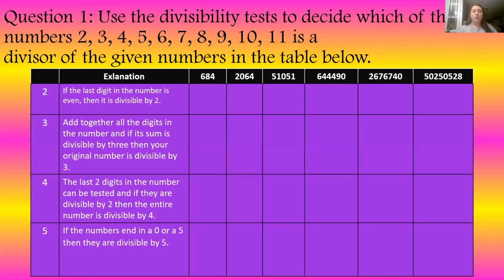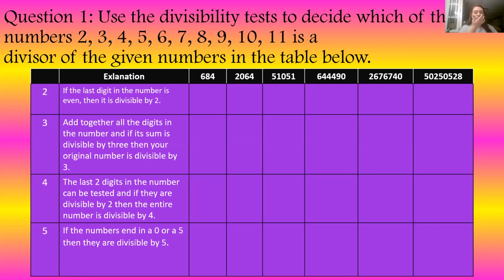All right, question 1. Use the divisibility test to decide which of the numbers 2, 3, 4, 5, 6, 7, 8, 9, 10, 11 is a divisor of the given numbers in the table below. So we're going to be testing these numbers up top: 684, 2064, 51,051, 644,490, 2,676,740, and 50,250,528. So we're going to start off by testing whether these numbers are divisible by 2.